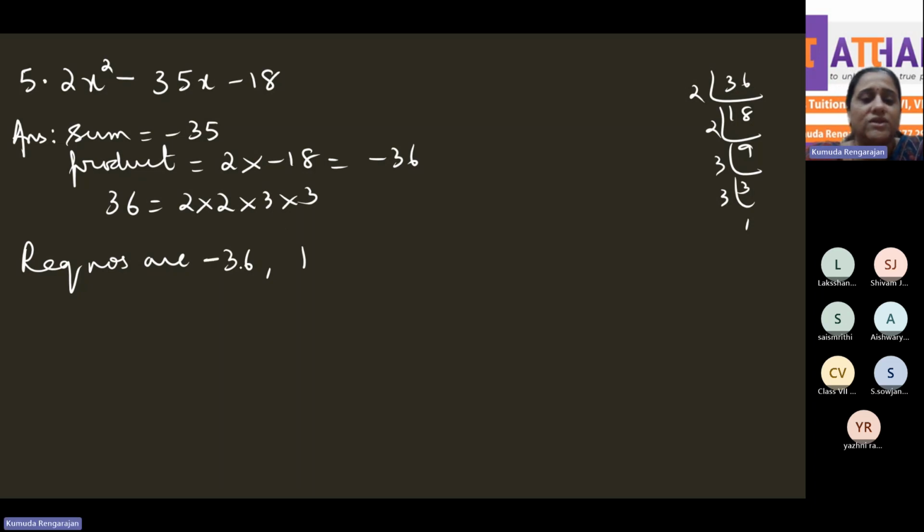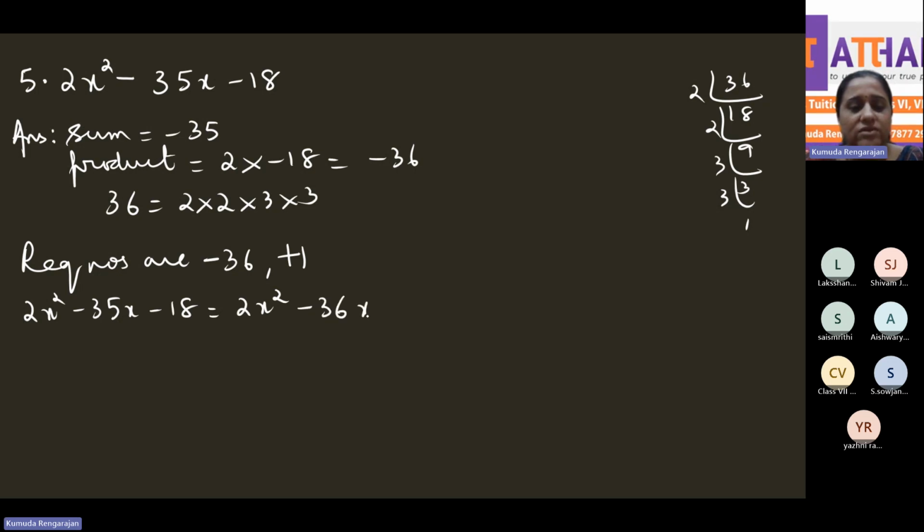It should be minus 36 and plus 1, because minus 36 plus 1 is minus 35 and the product is minus 36. So 2x squared minus 35x minus 18 is equal to, write the first term as it is, split the middle term: 2x squared minus 36x plus 1x or simply x, minus 18. Now somebody tell me the grouping part.